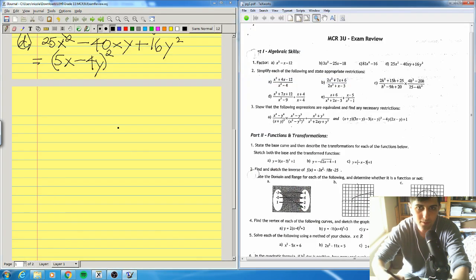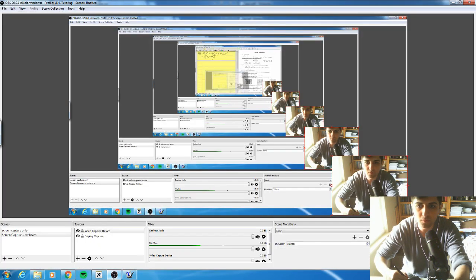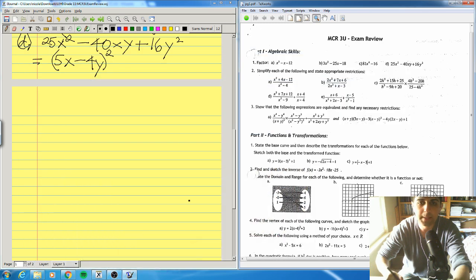Okay, so welcome back to the grade 11 math review. Last time I did some factoring, and now I'm going to continue on with this worksheet. If all goes well, I'm just going to finish through this first page, which will be basically the first page of the exam review.